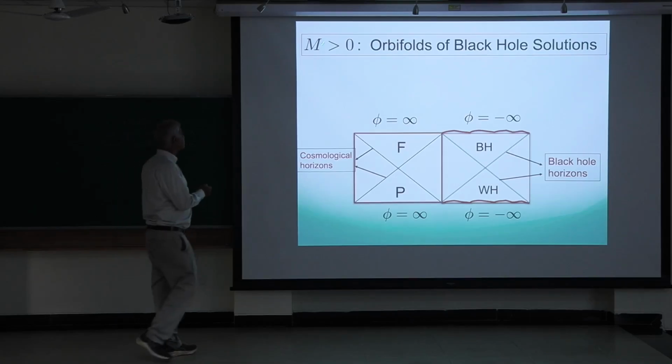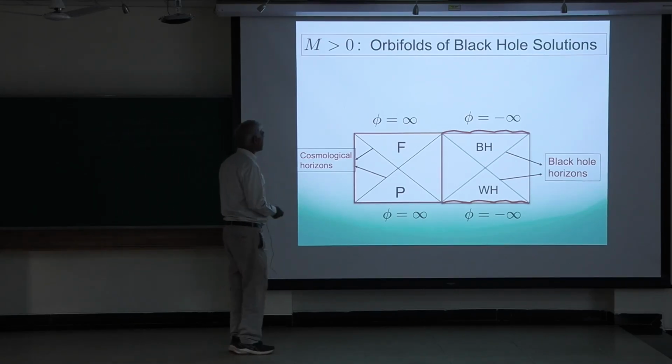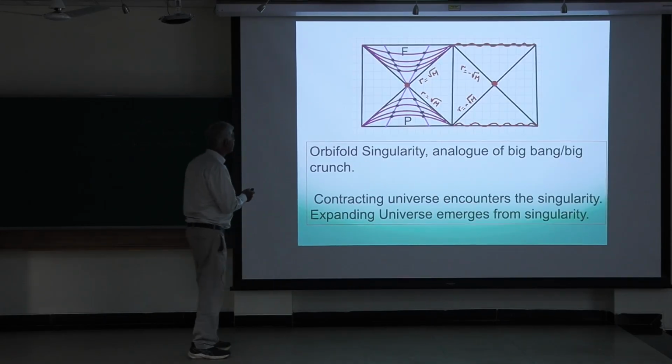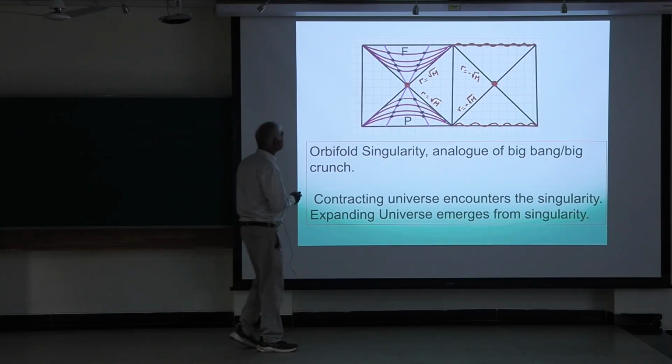Now, if you have m taking a general value, then what you really get is an orbifold of this solution. So I'll describe what it is. So these lines, let's take the future and past regions. These lines here, violet lines, are lines where you move along the isometry direction.